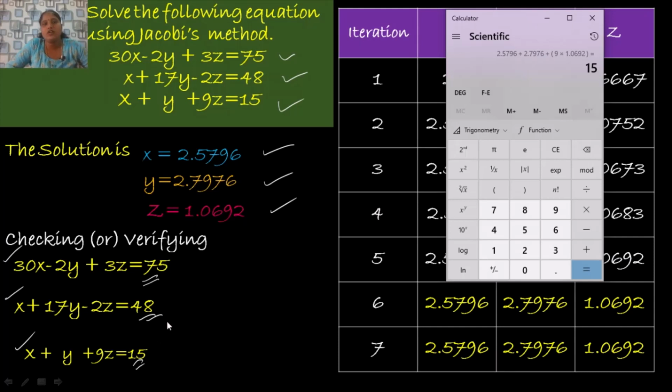So this is how you have to verify your answer by yourself after calculating the values of x, y, z. You have to substitute in any one of these equations and verify whether your calculated value is correct up to 4 decimal places or 3 decimal places as you have calculated.